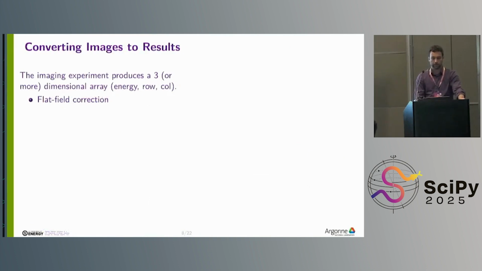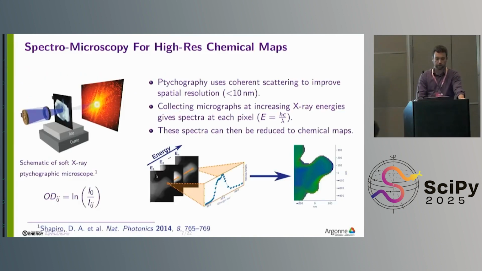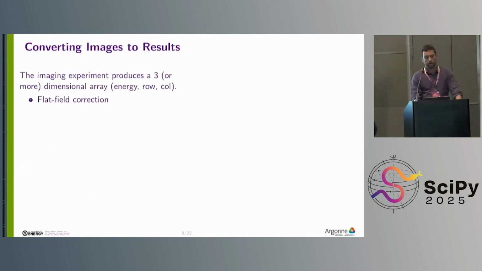In order to do this, there's a couple of steps, some pre-processing we have to do first. We're starting with an array that is energy and then row and column. So first we need to do a flat field correction. That's basically this equation down here on the left, where you're comparing the intensity at each pixel to what it would be if the sample wasn't there. This is a pretty straightforward NumPy calculation.